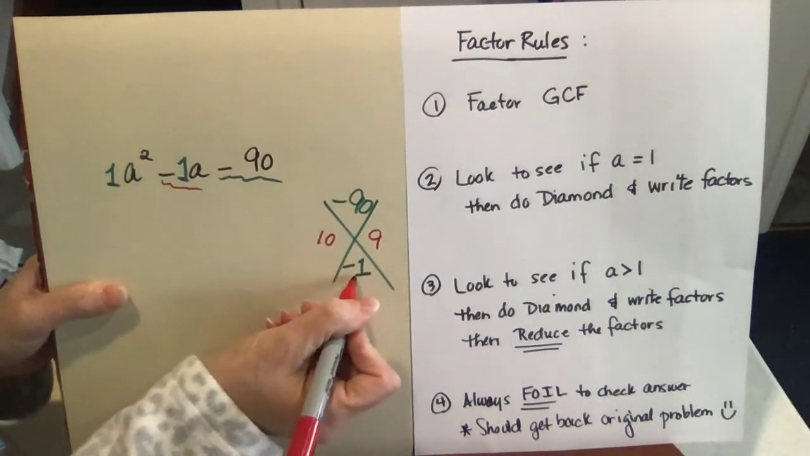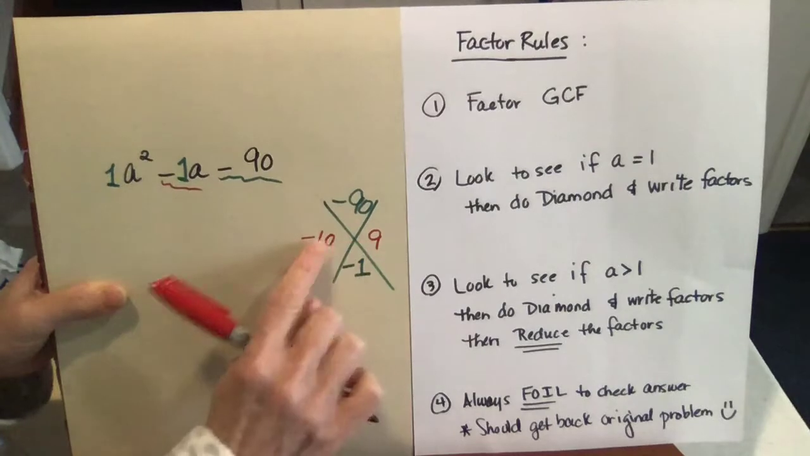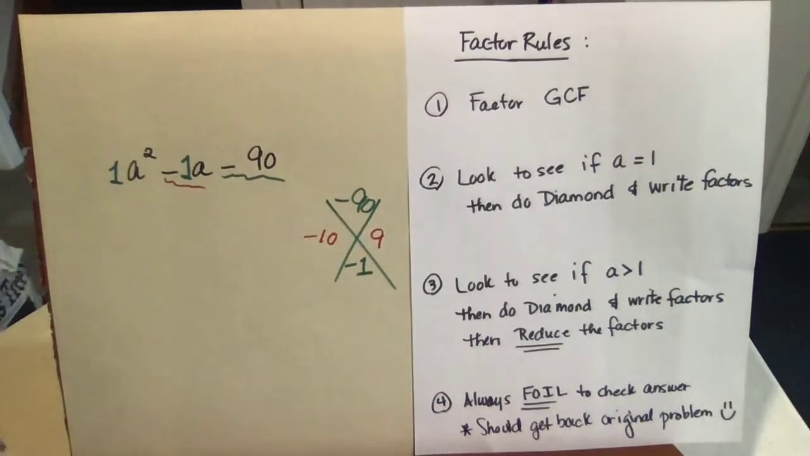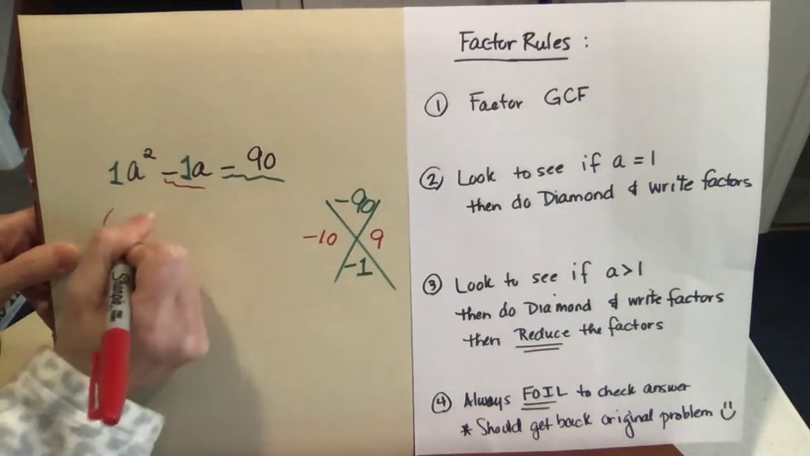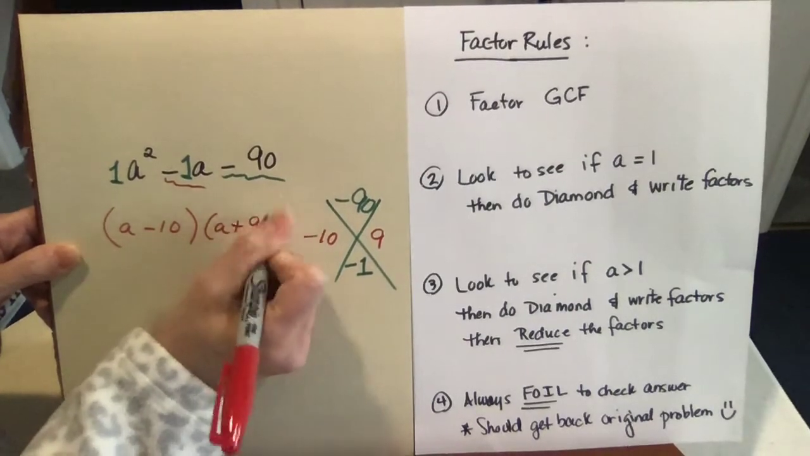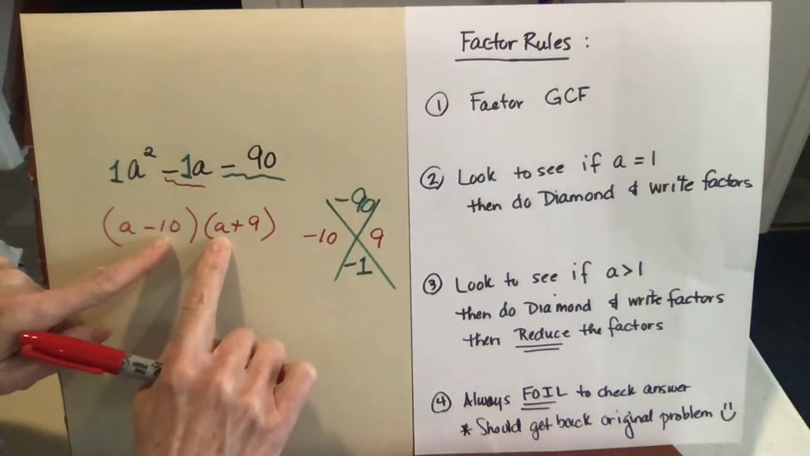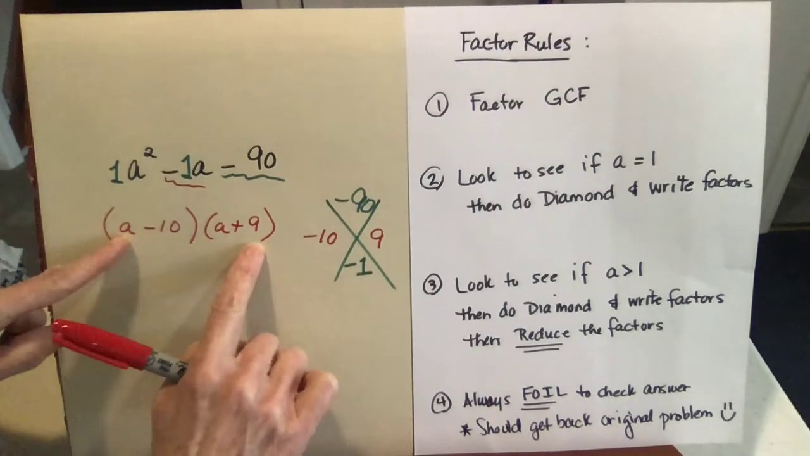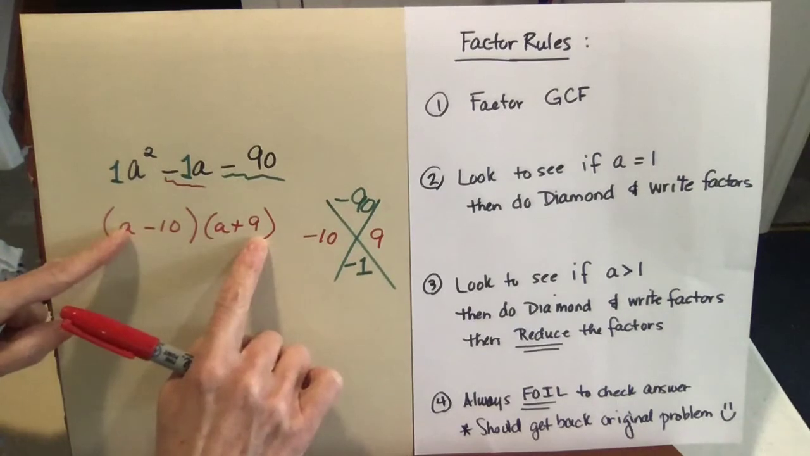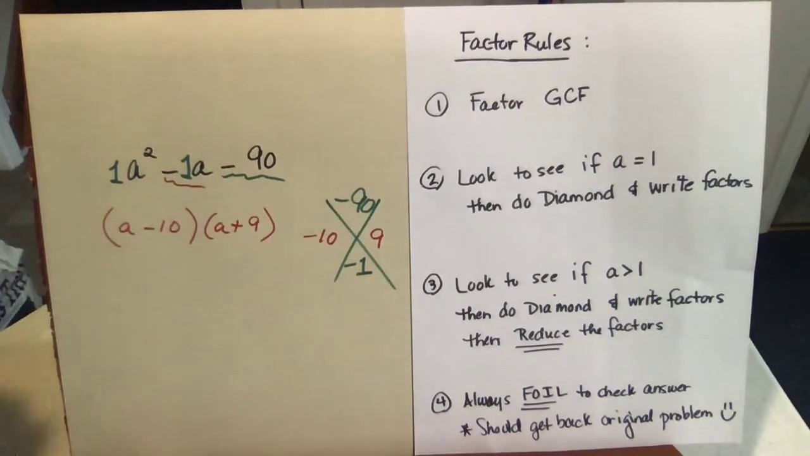Now, it has to be a negative 1 when we add, which means we have to have more negatives than positives. So the negative goes on the 10. Double check. Negative 10 times 9 is a negative 90. So we have A minus 10 and A plus 9. Check it out. A squared, negative 10 plus 9, negative 10A plus 9A is negative 1A. And negative 10 times 9, negative 90. And that's our factors. That's it.